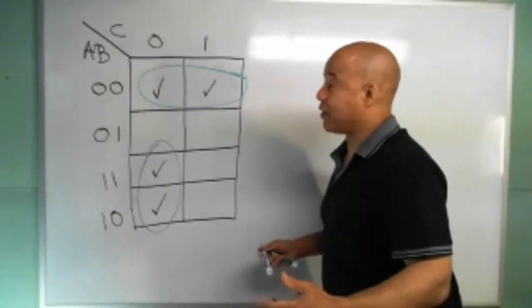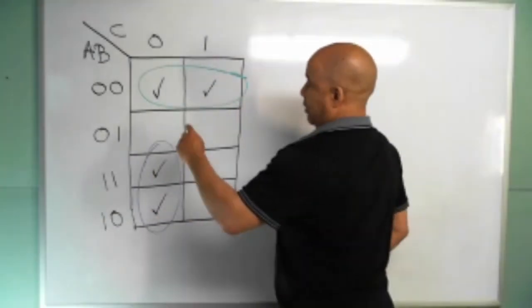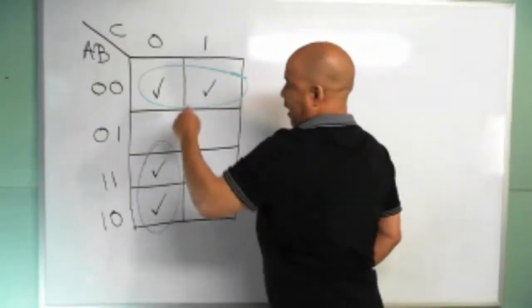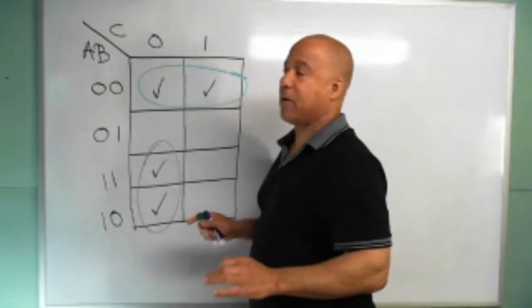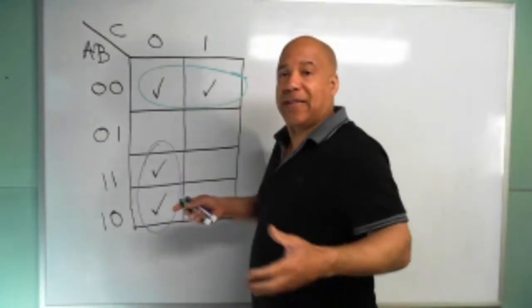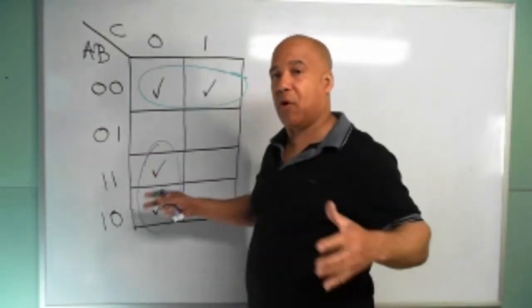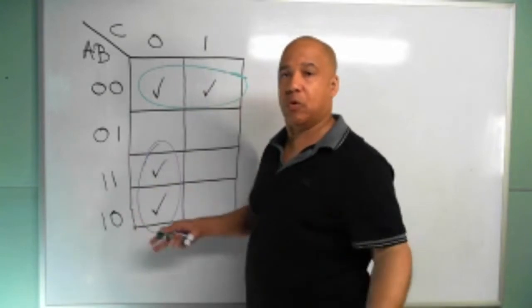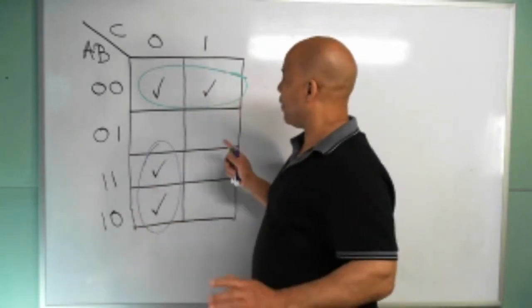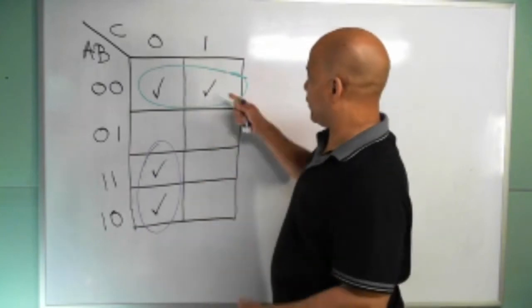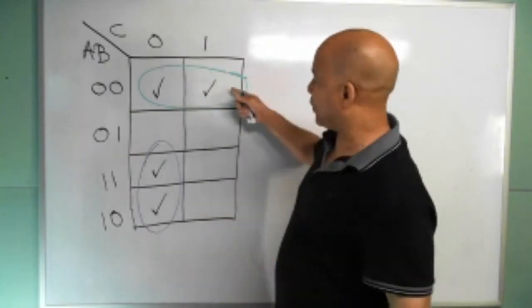Now, there's a lot of ways you can group this. You could have grouped these two together, but just remember, you want the fewest number of groups that contain the most members. If you obey those two rules, then you'll end up with this K-map the way I have it. So the only way to get the fewest groups with the biggest number of members is to do it this way.